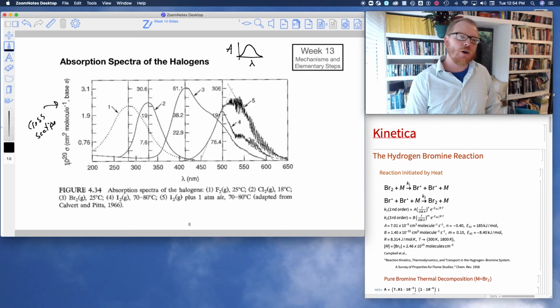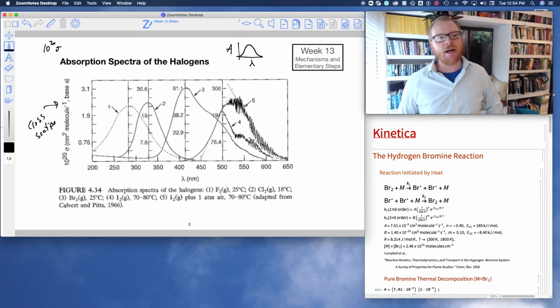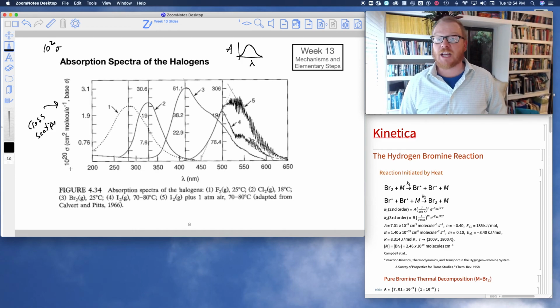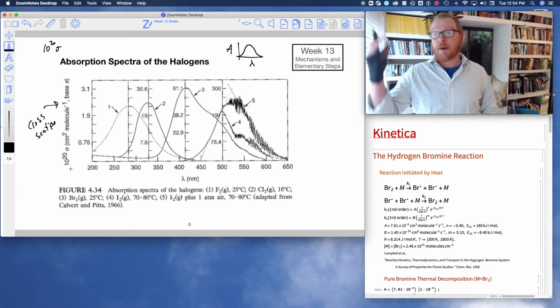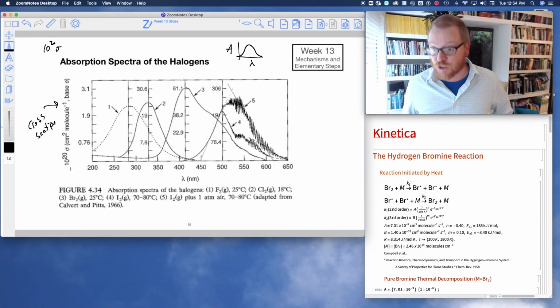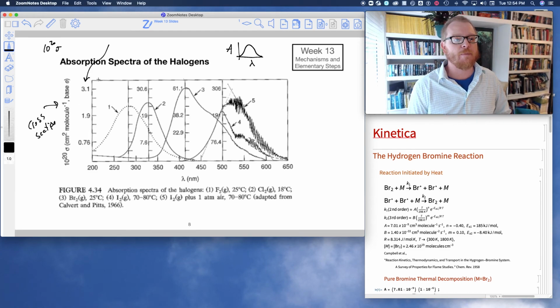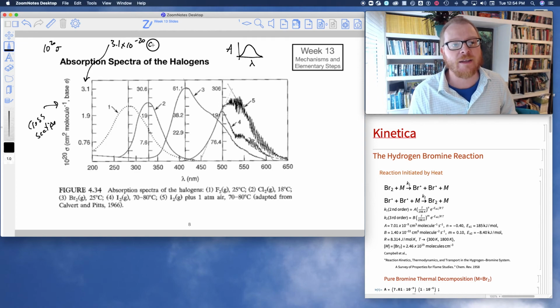The other thing that I want to show you is that oftentimes, if we write 10^20 sigma like that, like it is done here on the scale, that means the cross-section has been scaled up by a factor of 10 to the 20. So in fact, what that means is this number right here, this 3.1, that's really 3.1 times 10 to the minus 20 centimeters squared per molecule.